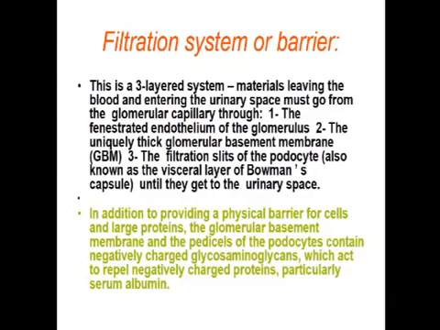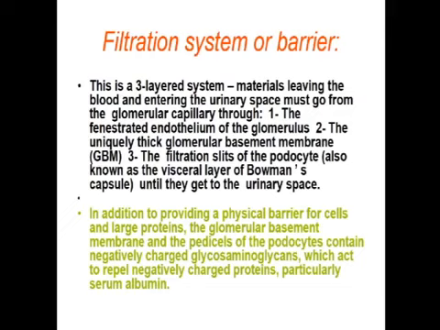Let's talk about the filtration system or the barrier. This is a 3-layered system, and the materials leaving the blood and entering the urinary space must go from the glomerular capillary through number 1, the fenestrated endothelium of the glomerulus, number 2, the uniquely thick glomerular basement membrane called GBM, and number 3, the filtration slits of the podocytes, also known as the visceral layer of Bowman's capsule.